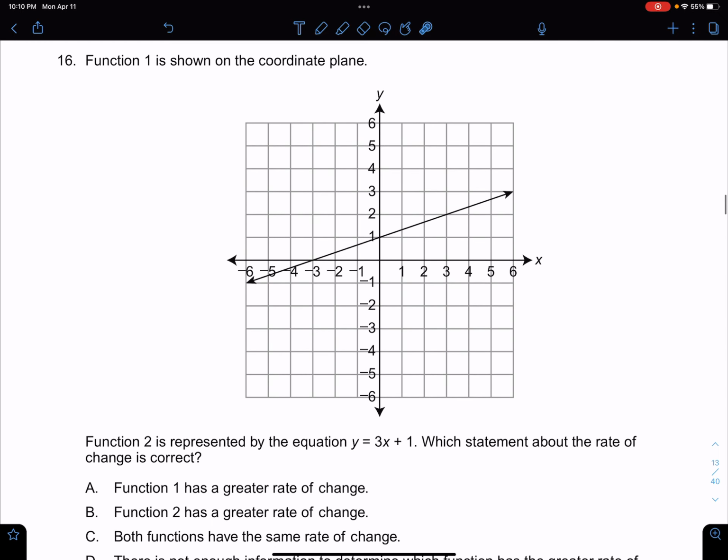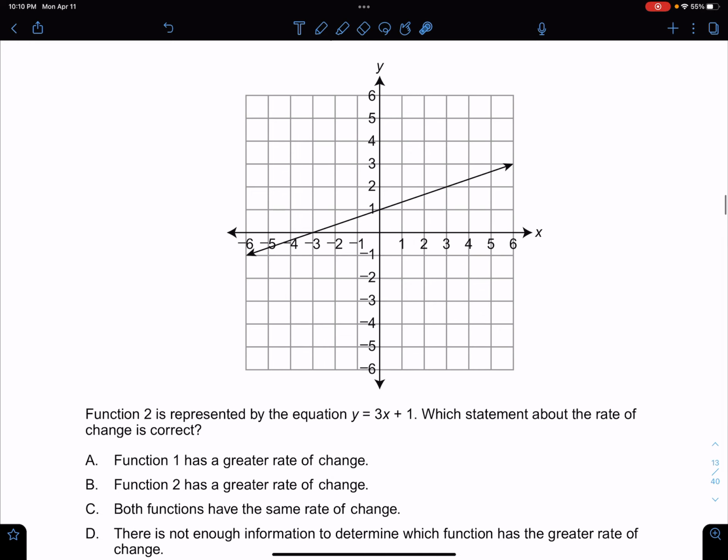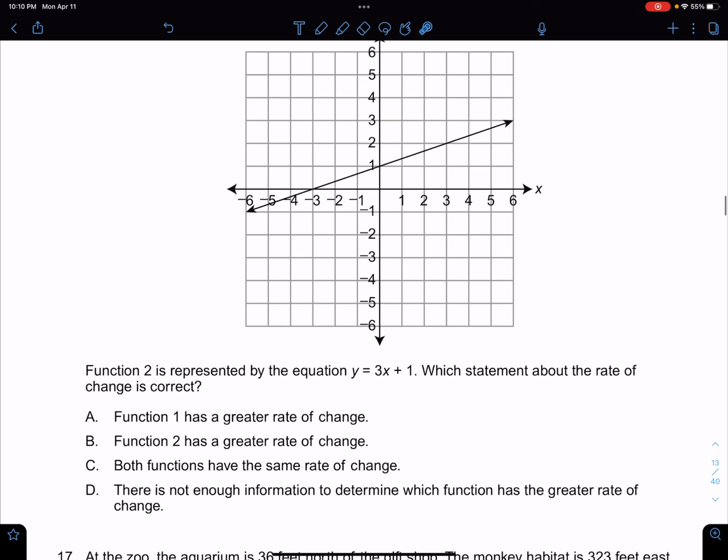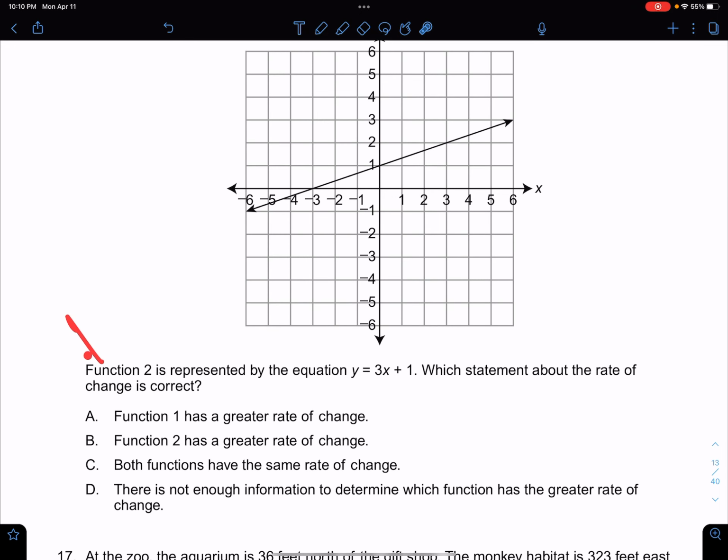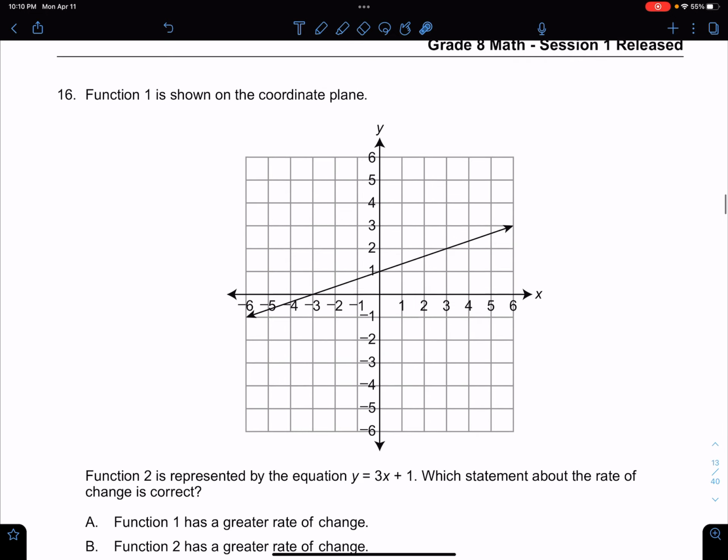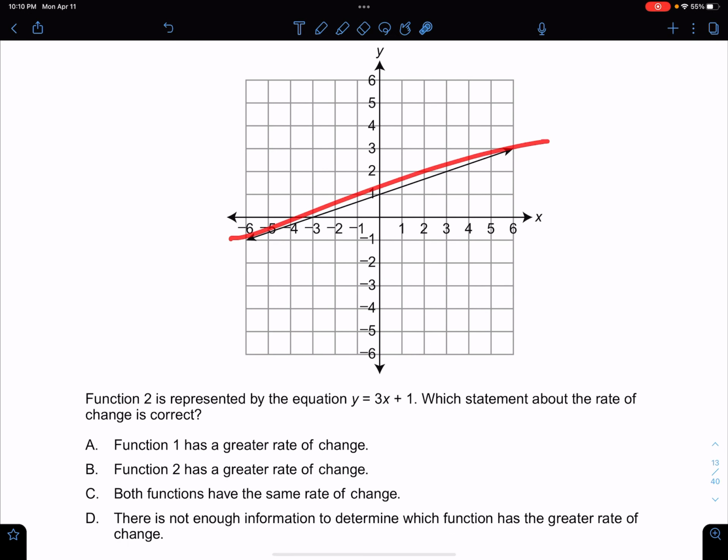Okay, question 16. It says function 1 is shown on the coordinate plane. So I have one function here. This is not a system of equations until I add another function here. So it says function 1 is graphed. Okay, so they're sneaky on us.